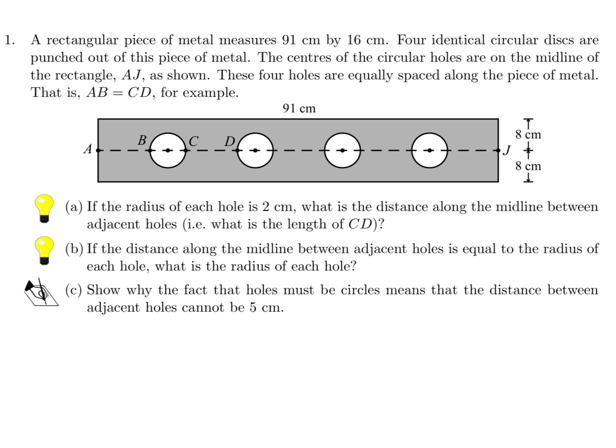A rectangular piece of metal measures 91 centimeters by 16 centimeters. 4 identical circular discs are punched out of this metal piece. The centers of the circular holes are on the midline of the rectangle AJ as shown. These 4 holes are equally spaced along this piece of metal. That is, AB is equal to CD, for example.